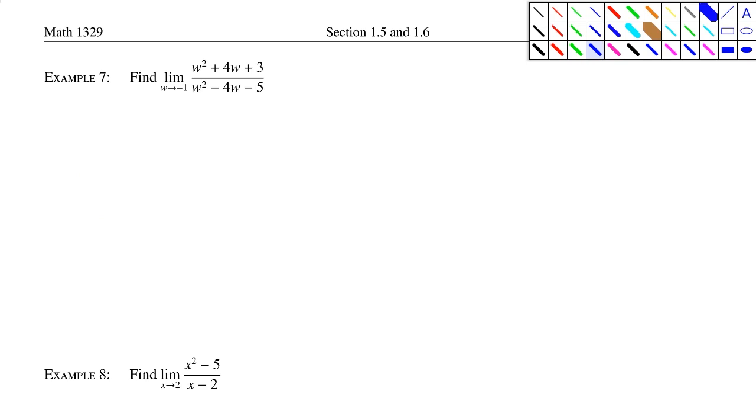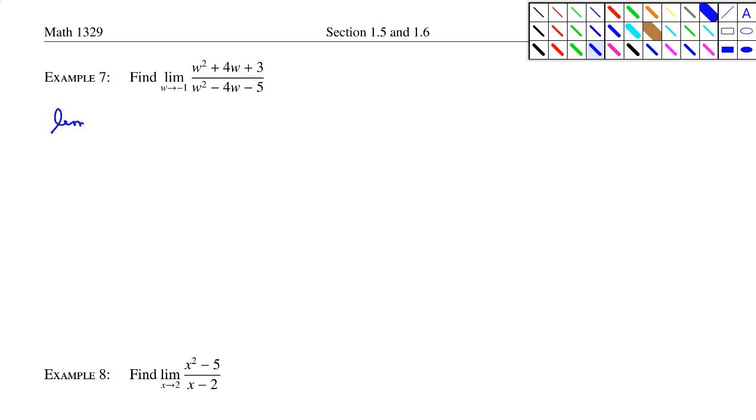Example number 7. Find the limit as w approaches -1 of w squared plus 4w plus 3 divided by w squared minus 4w minus 5. So there's something: you don't have to use x's. You can actually use whatever variable you'd like. So let's work this one out.